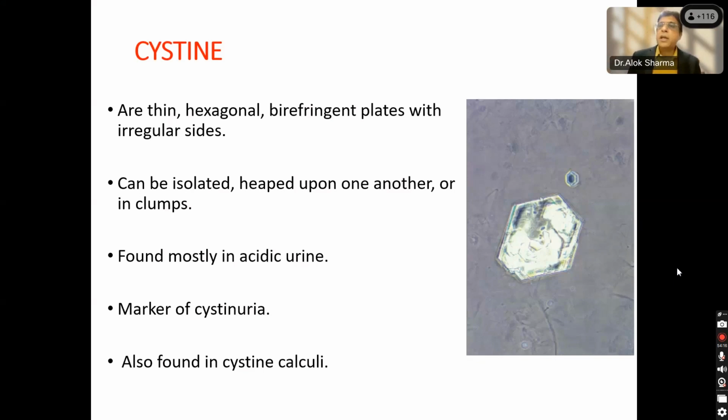And importantly, they are just like what we talked about with the uric acid crystal. They are found mostly in acidic urine.